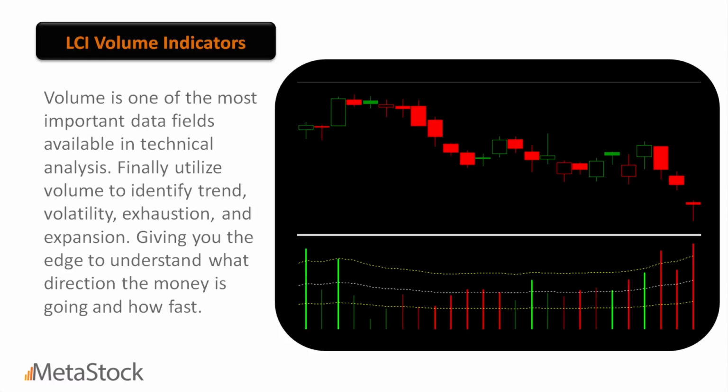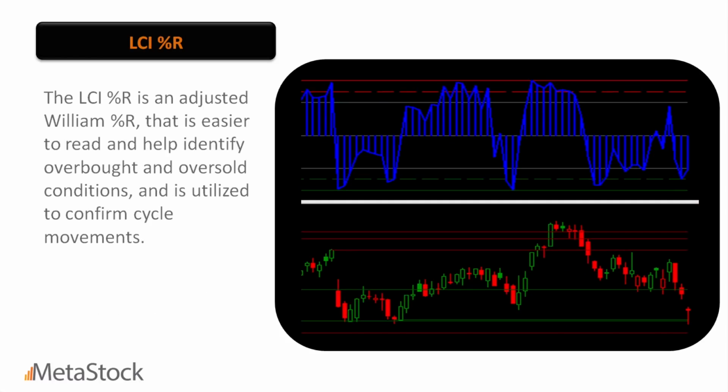The LCI percent R is an adjusted Williams percent R that is much easier to read and identify overbought and oversold conditions that are utilized. It also is used in confirming the cycle movements within the scoring techniques within the LCI trading system.